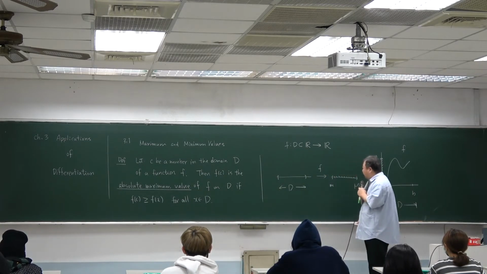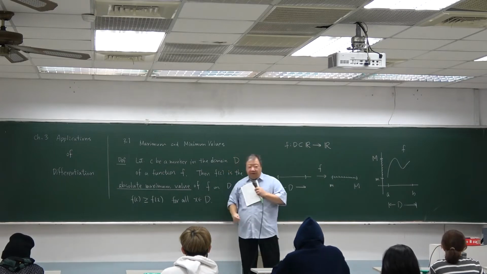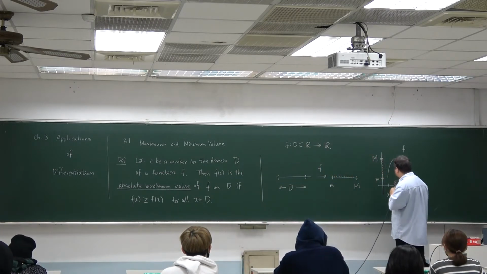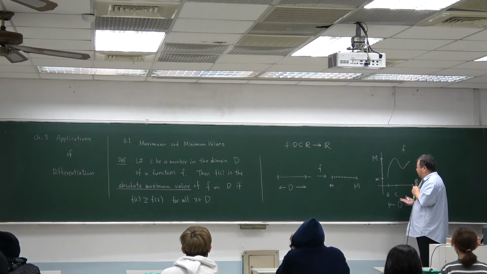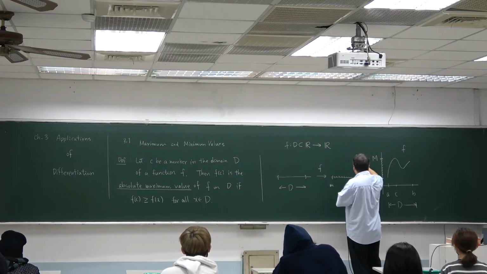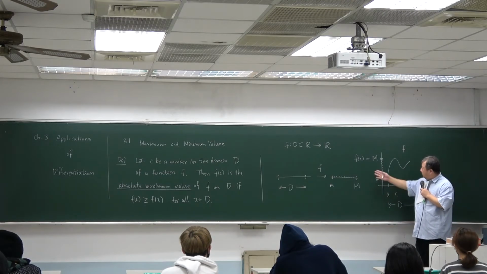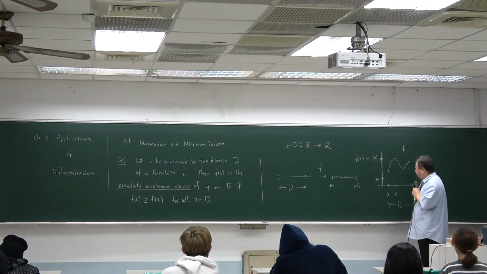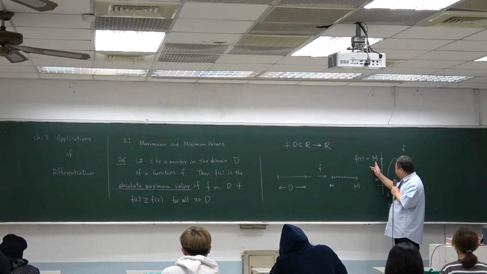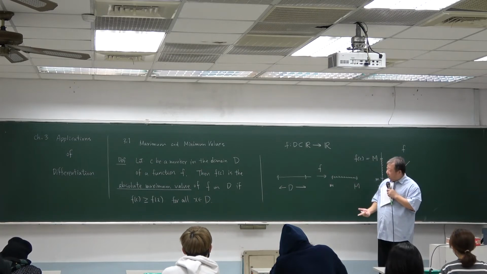Okay. We emphasize, suppose c is a number in D. That means f of c is exactly a value of the function at some number in D. And this number is the largest, the greatest of all possible values of the function at numbers in this set D. So we call this number, the value of f at c, the absolute maximum value of the function f.